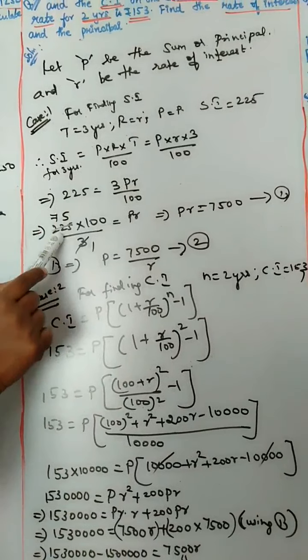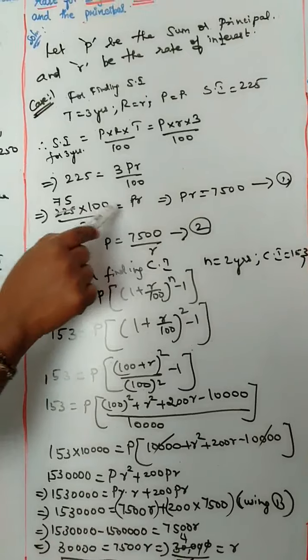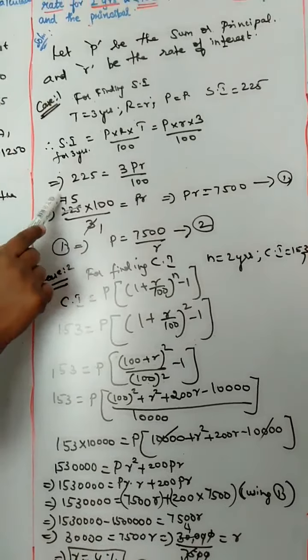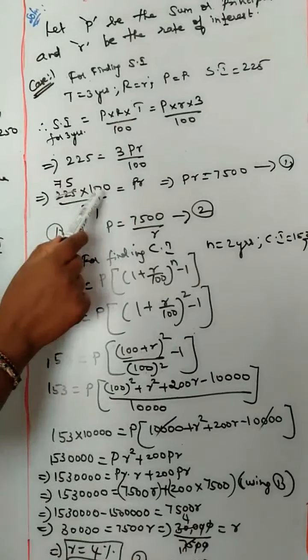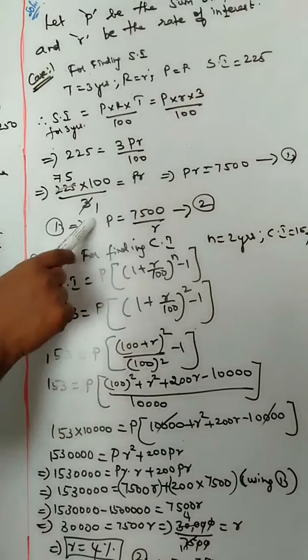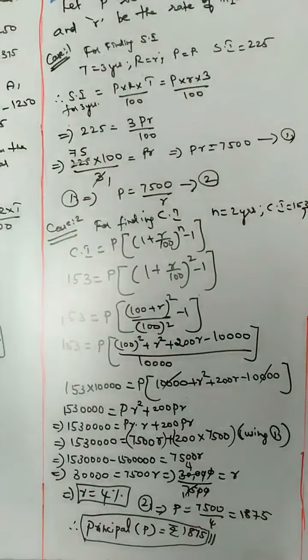Taking this number to this side, we will be getting 225 into 100, and the numerator 3 to the denominator on this side, by 3, which is equal to PR. By 3 times, if we cancel, this is 1 time, this is 75 times. That is PR equals 7,500. Assuming this as equation 1, from this we are writing P equal to 7,500 by R, and assuming this as equation 2.